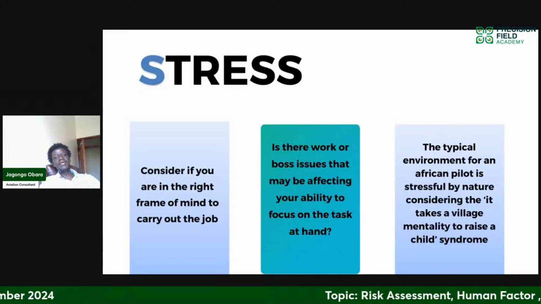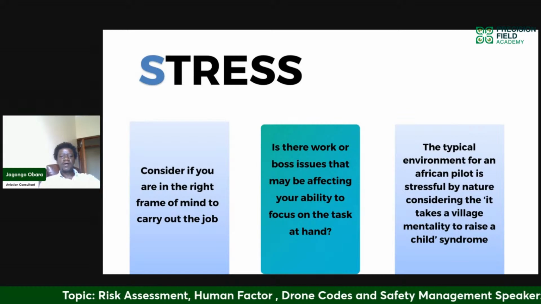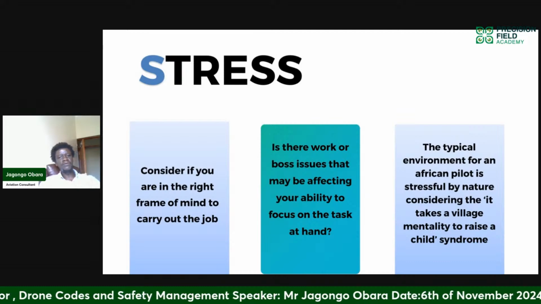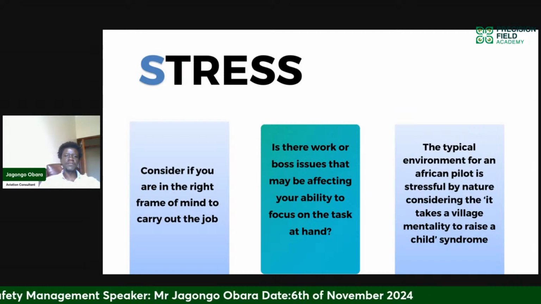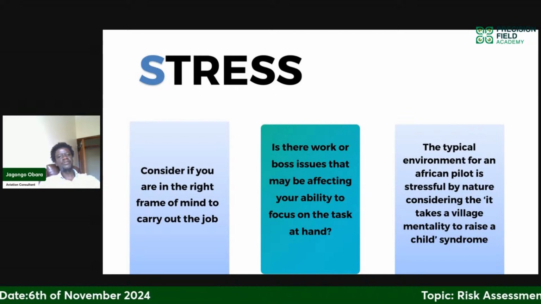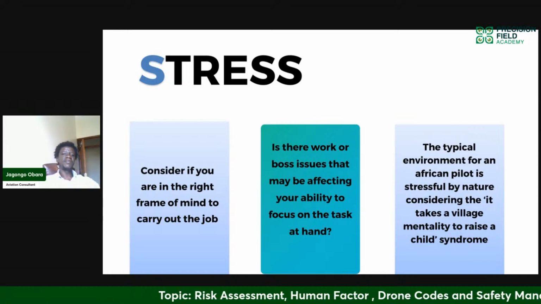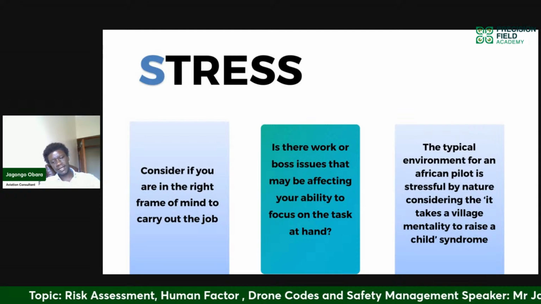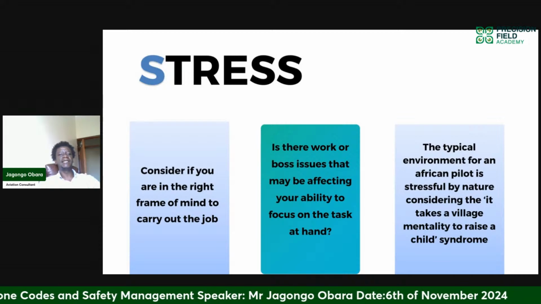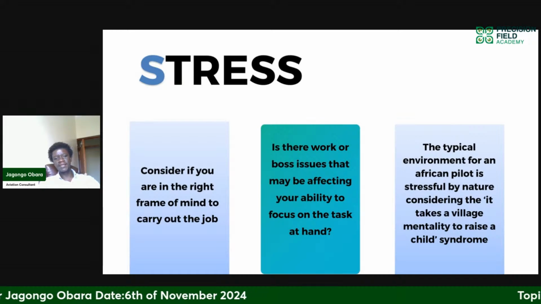So moving on swiftly, S is now stress. We want to consider if you are in the right frame of mind to carry out the job. Obviously, if you're stressed out and something is bothering you, you might not be in the right frame of mind to do whatever mapping or agricultural applications that you want to carry out for the day. Are there work or boss issues that might be affecting your ability to focus on the task at hand? That might increase your stress levels. The point is to reduce them and not increase them.